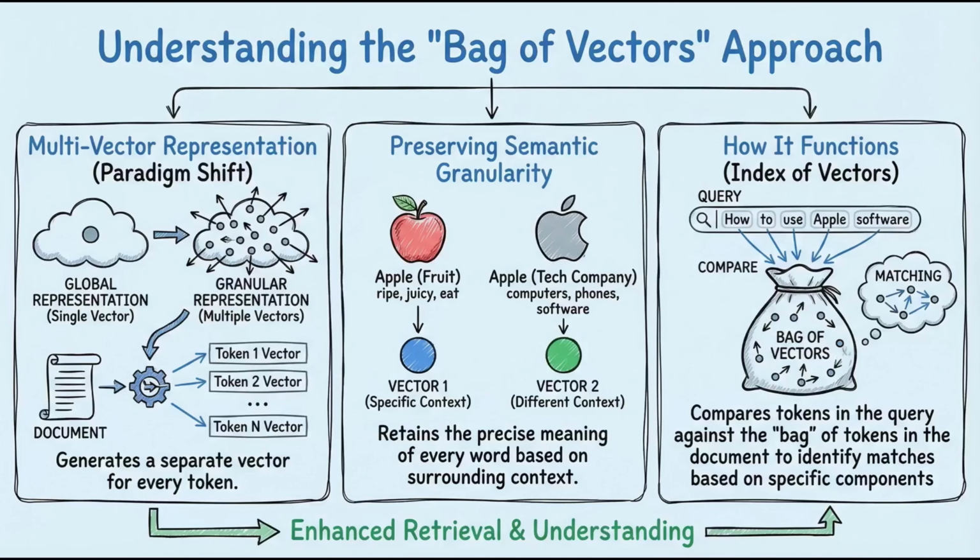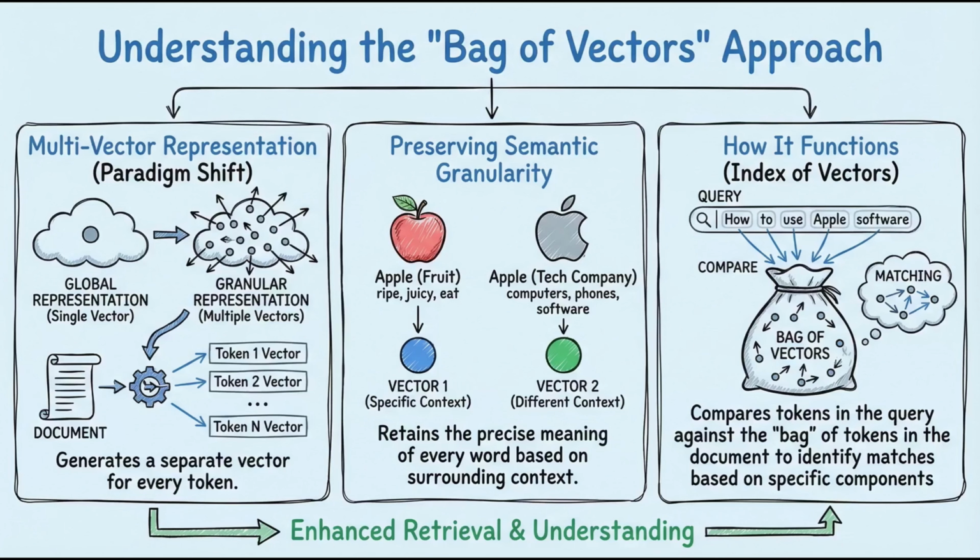Let's explore the bag of vectors approach, a method that shifts how we represent information from a single, broad overview to a highly granular, detailed map. In standard models, a document is compressed into one single point in space. But in a multi-vector framework, the model processes the document and generates a unique, distinct vector for every single token. This is a powerful way to preserve semantic granularity. Because each word has its own vector, the system can distinguish between different meanings based on context. For instance, if a document uses the word apple to refer to the fruit and later uses it to refer to the technology company, the model generates two unique vectors that capture those distinct definitions.